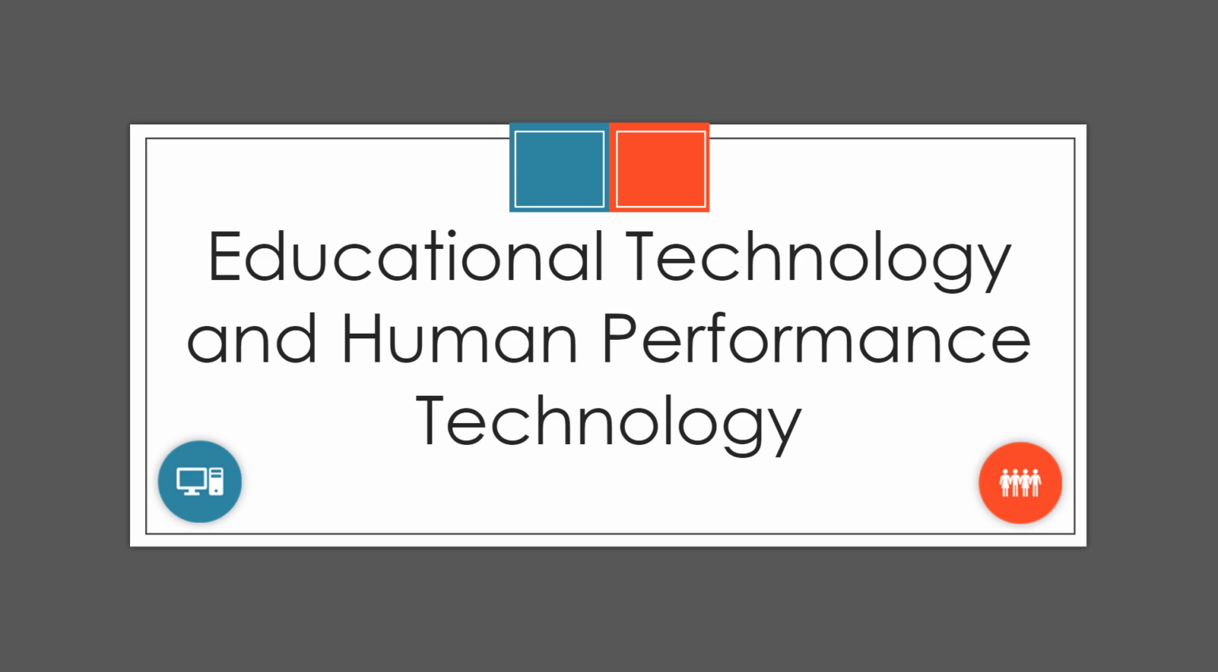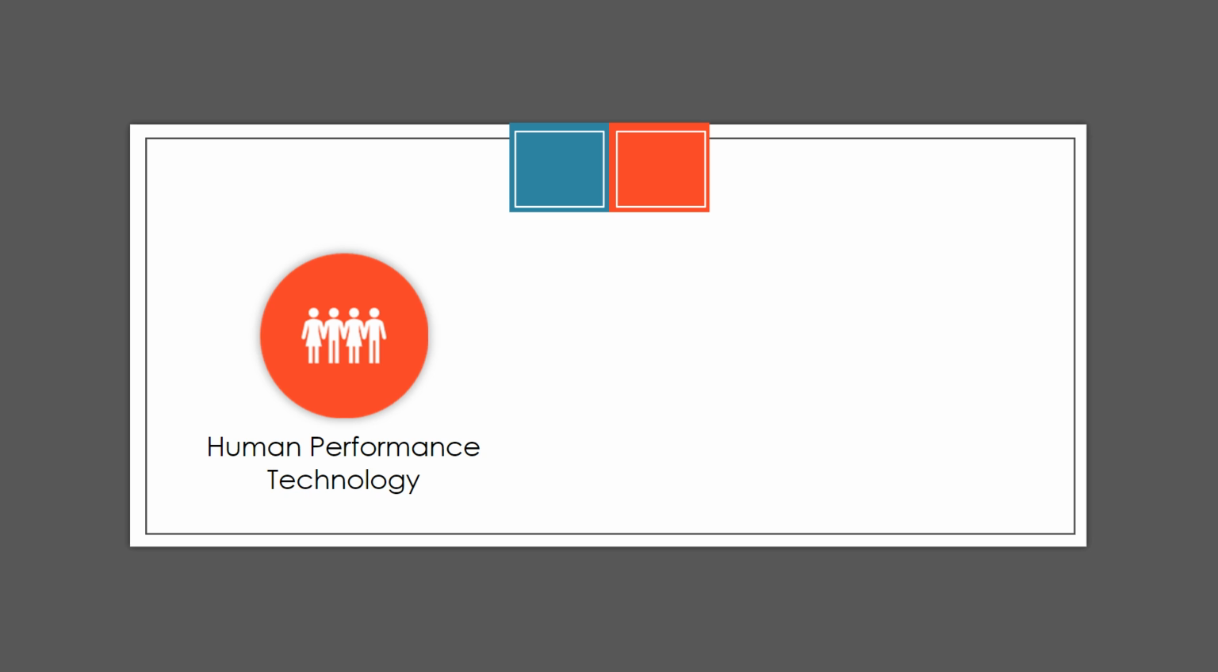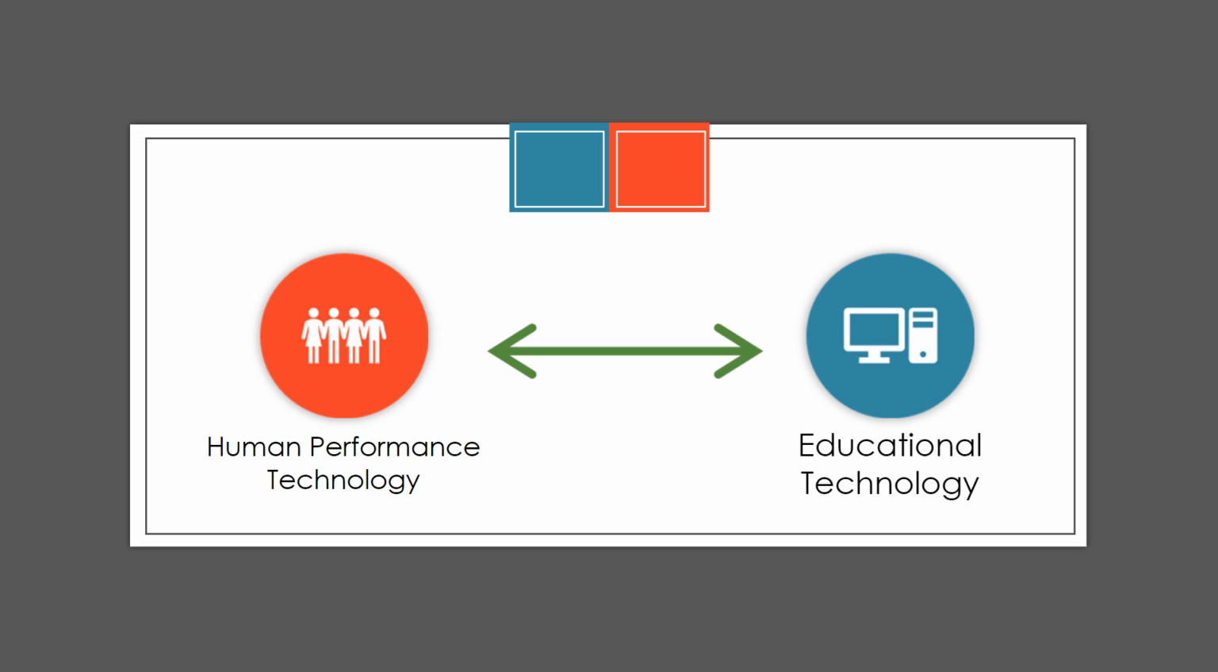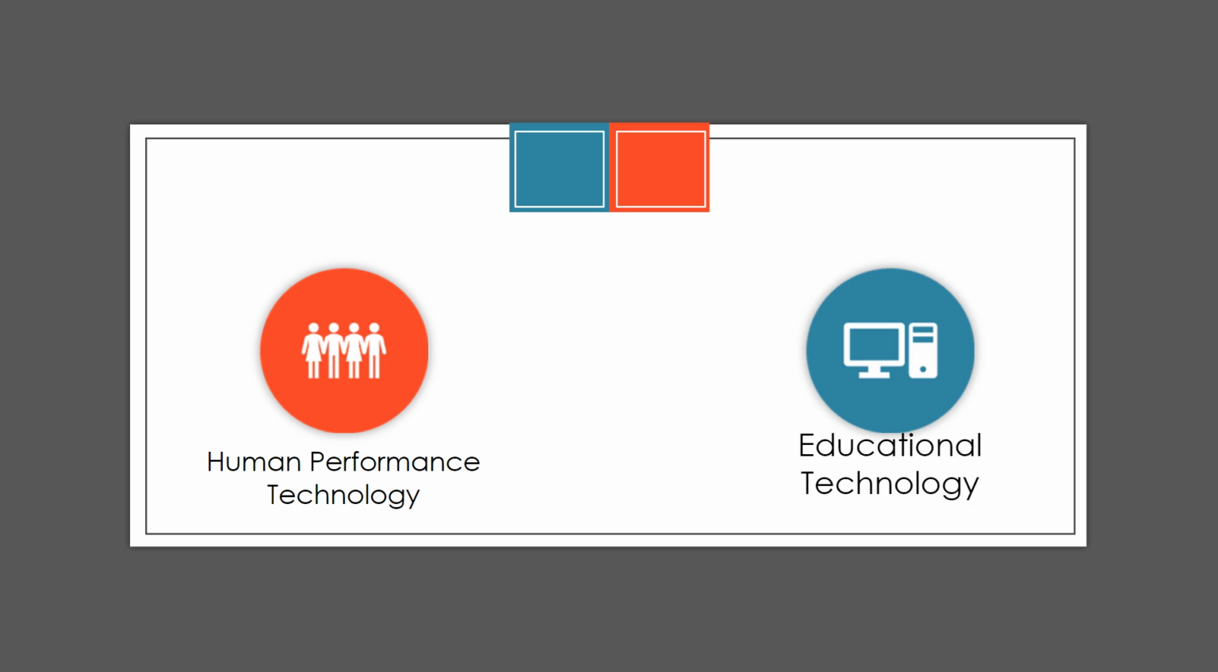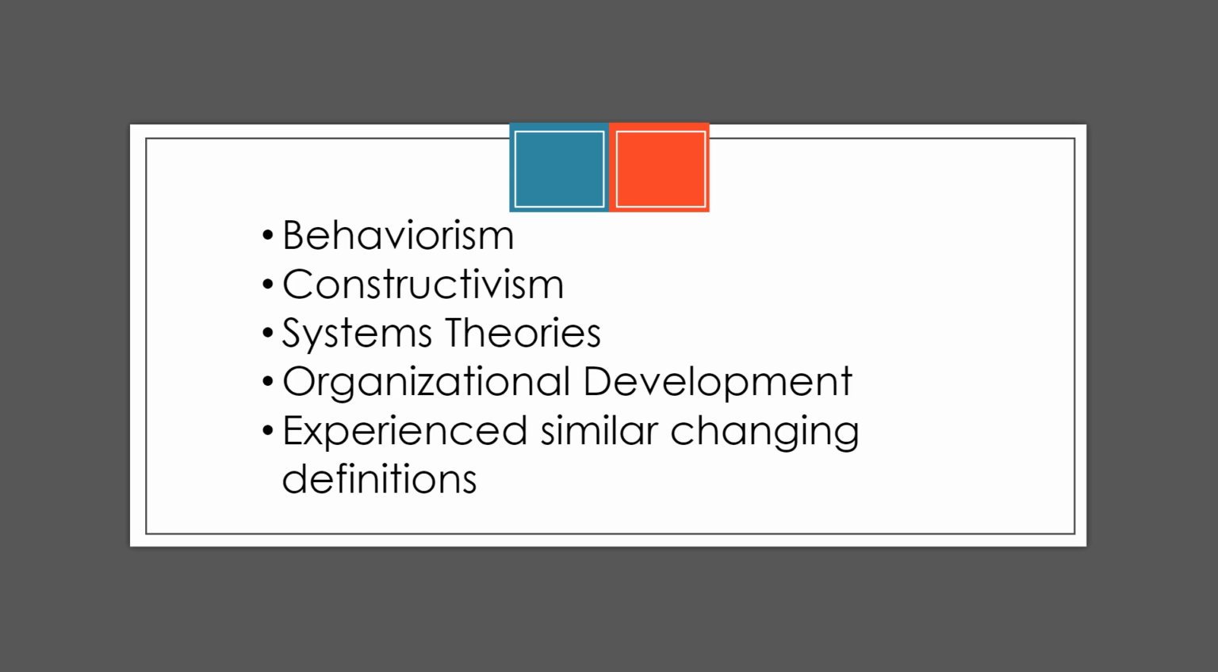Educational technology and human performance technology. Human performance technology emerged from and remains closely related to educational and instructional technology. Human performance technology, like instructional and educational technology, had early influences from learning theories such as behaviorism, constructivism, systems theories, and organizational development, and experience similar changing definitions.